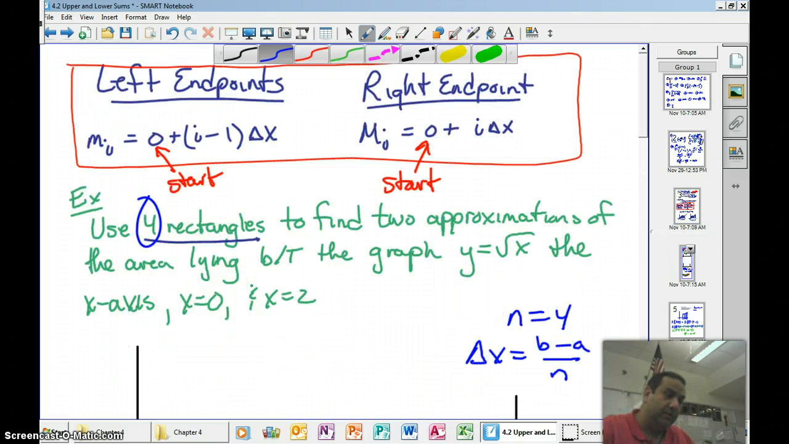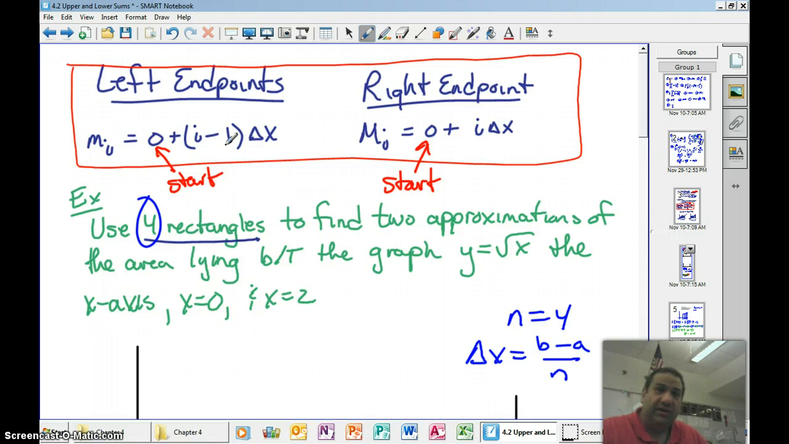Next. So we got our left endpoints and right endpoints. Usually we start at 0, but you'll get an example that doesn't start at 0. And it's going to be 0 plus i minus 1, because we're starting on the left. So if we're starting on the left, we start at 0, or i minus 1, and we go up, okay? But if we start at the right endpoint, we moved a little bit in the rectangle. So we started a little bit over. So that's why it's just i times delta x.